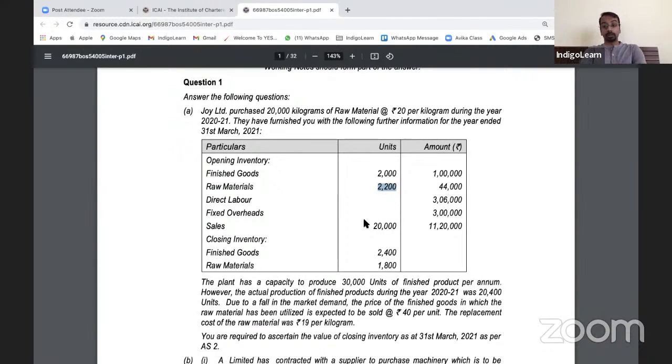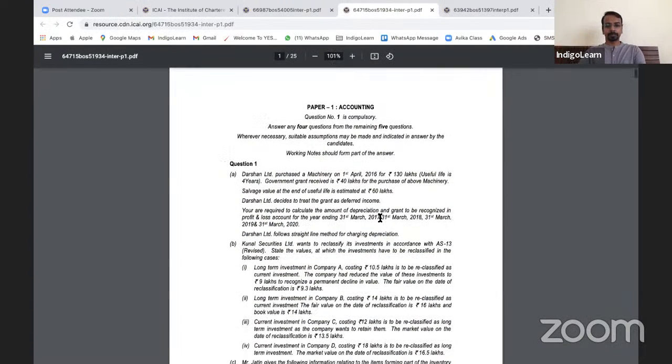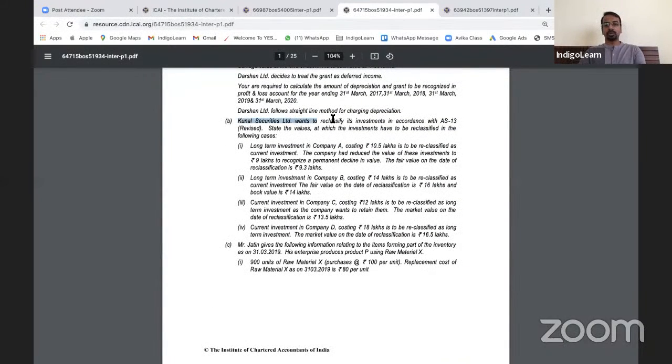Now go back and check IPCC questions or CA Inter questions. You will see that this kind of question is appearing in the examination almost every alternate attempt. I don't know what was asked in January 21. Let me just open this, and also let me open November. Machinery security. See, just now we discussed. They want to reclassify its investment from long term to short term. 5 marks question.